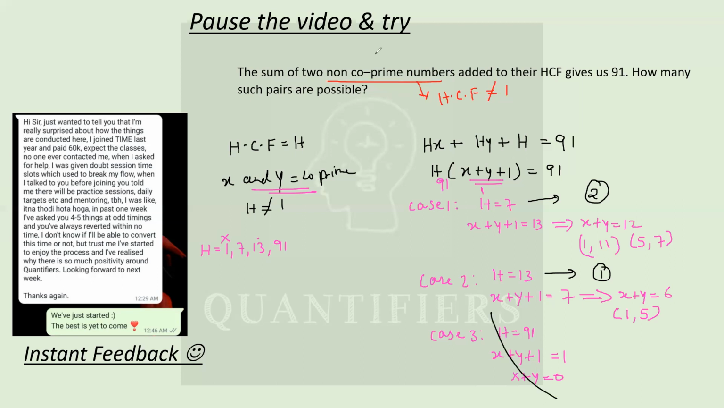So finally, students, how many cases do we have? Two cases from here and one case from here. So students, answer for this question will be three. There are only three such pairs possible. I hope all of you have understood this concept.